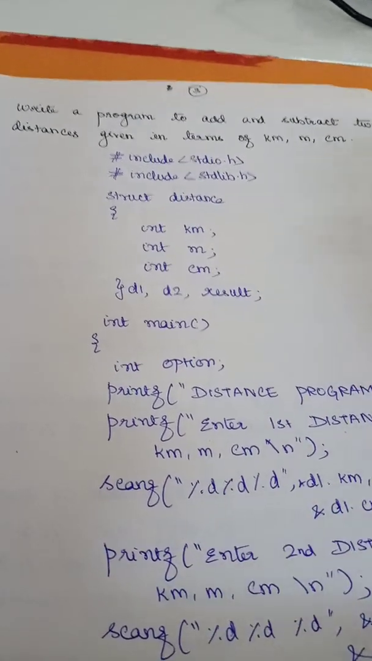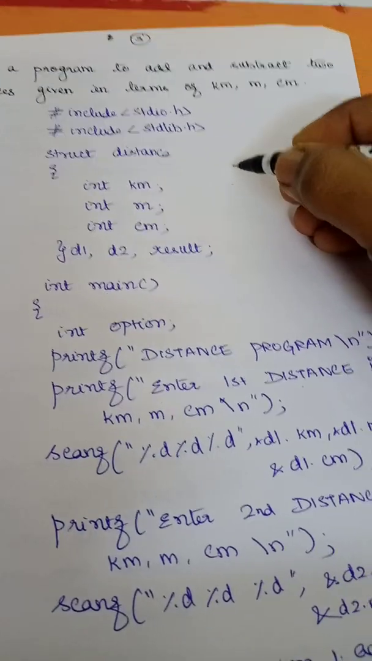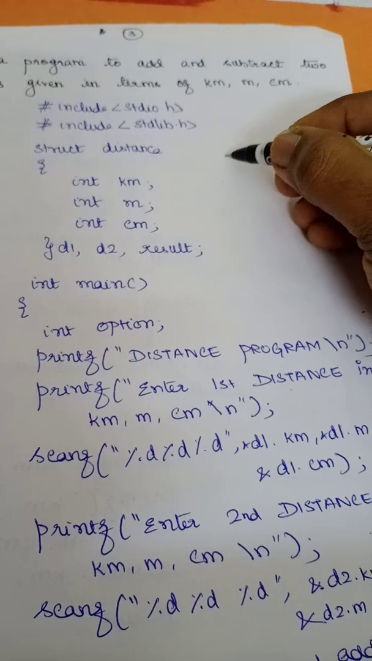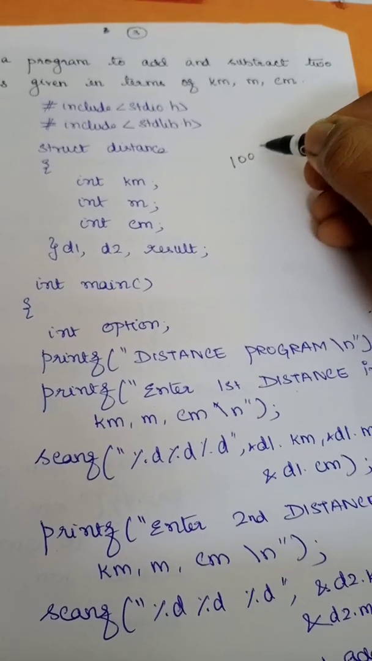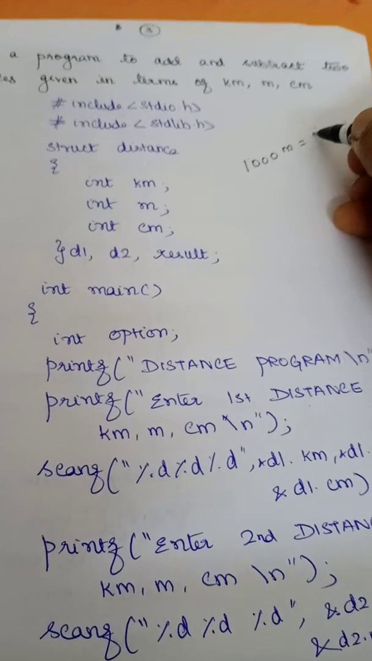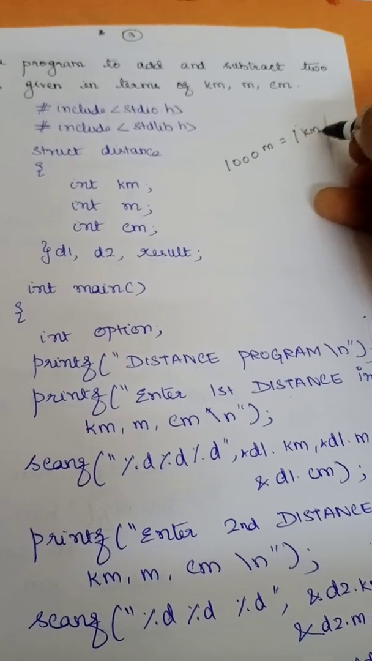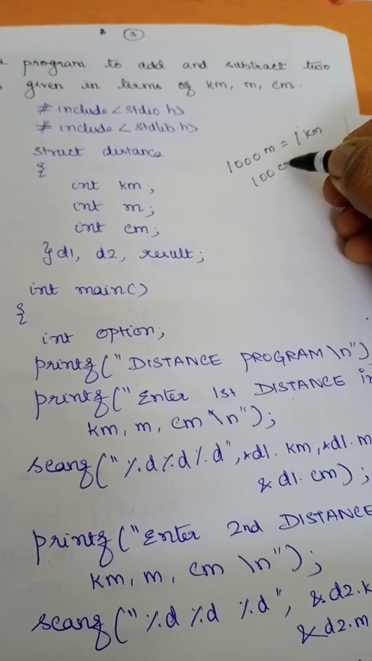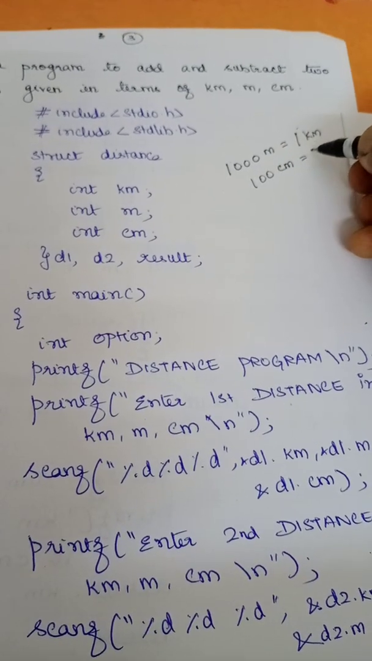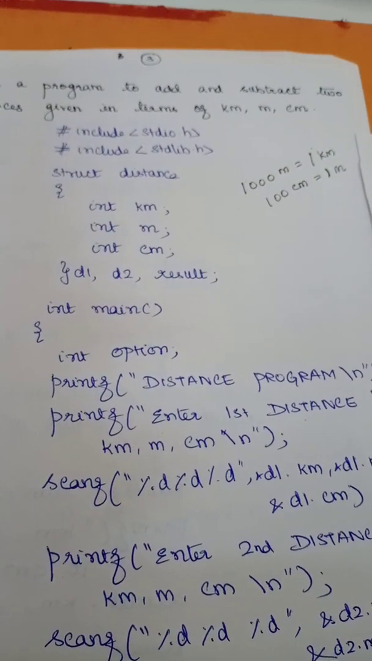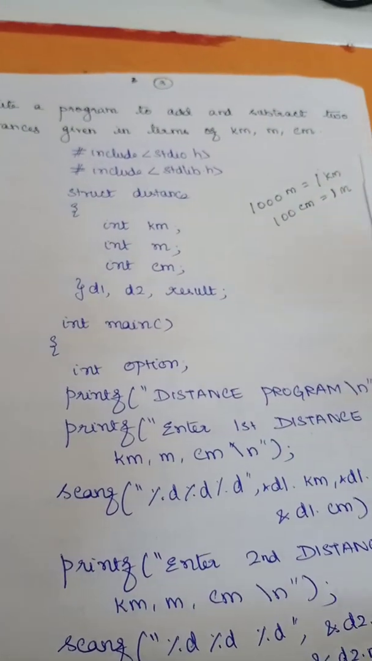So before moving on to this program, let us know the conversions. Here we know 1000 meter equals 1 kilometer. Similarly, 100 centimeter equals 1 meter. Is that clear? This is the conversion we are going to use here.